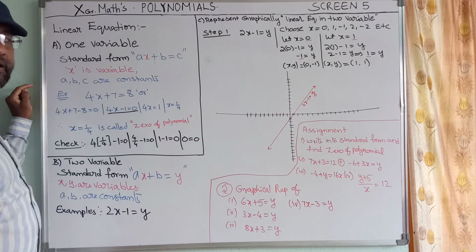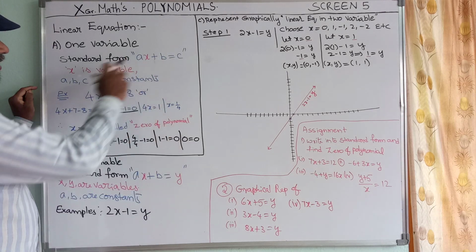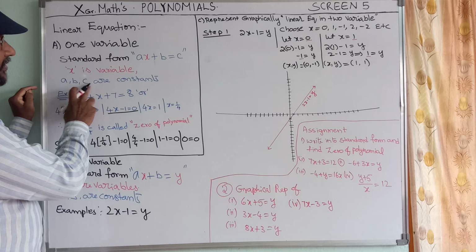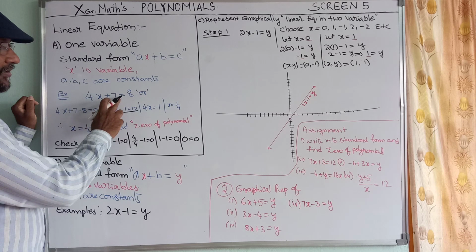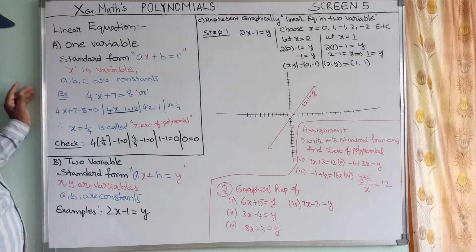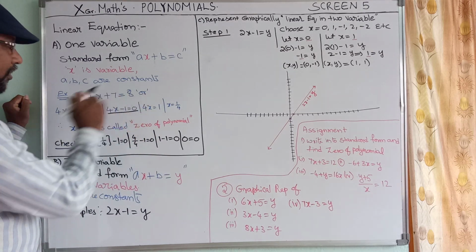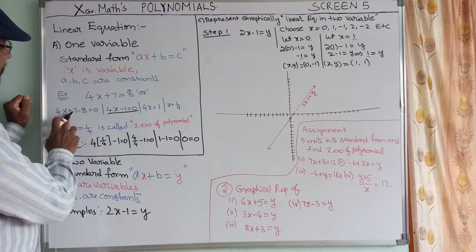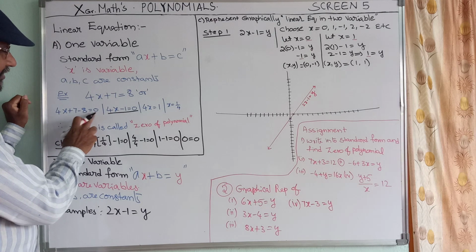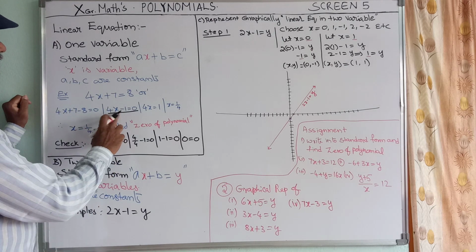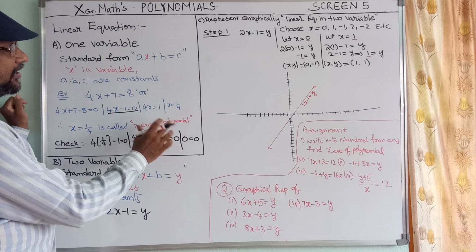The standard form of the linear equation with one variable is ax plus b is equal to c, where x is a variable and a, b, c are constants. For an example, 4x plus 7 is equal to 8. Now for the standard form, we have to write that with 0 on the right side. So 4x plus 7, the 8 will come to the LHS, it becomes minus 8 is equal to 0. Therefore 4x minus 1 equal to 0. If you write like this, it is easy to find the zero of the polynomial.